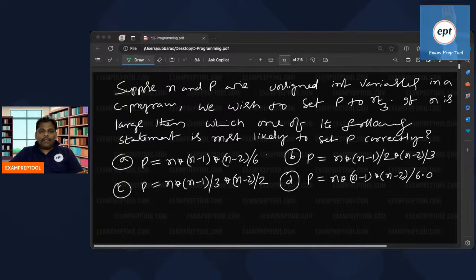Suppose n and p are unsigned integer variables in a C program. We wish to set p to nC3. If n is large, then which one of the following statements is most likely to set p correctly?